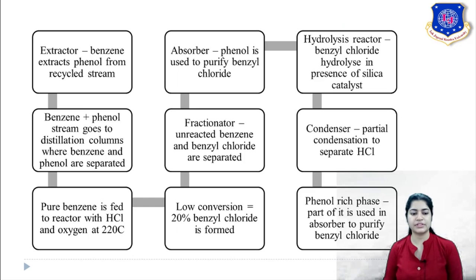Let's move to the process. So first of all, in the extractor, what is happening? Benzene is extracted from phenol from the recycle stream. Now, the benzene plus phenol stream goes to a distillation column where benzene and phenol are separated.